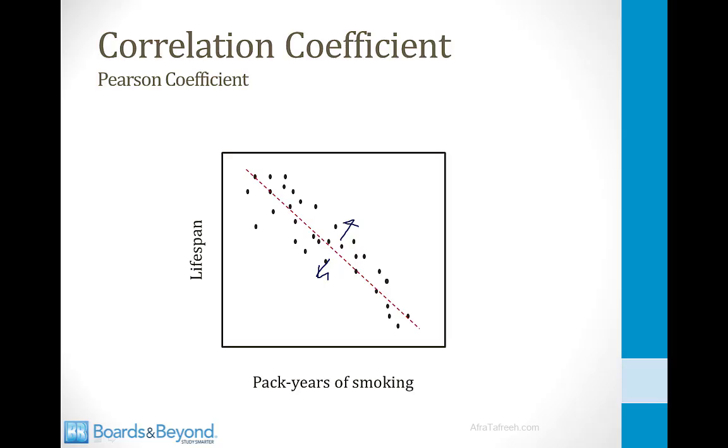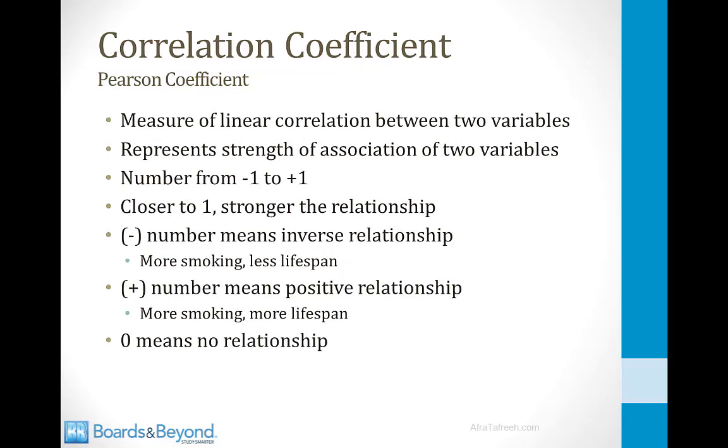We can characterize this best fit line with something called the correlation coefficient. It's also called the Pearson coefficient. The correlation coefficient of that line tells us something about how much smoking impacts lifespan. So the correlation coefficient is a measure of the linear correlation between two variables. In the example we were just discussing, it's the correlation between smoking and lifespan.